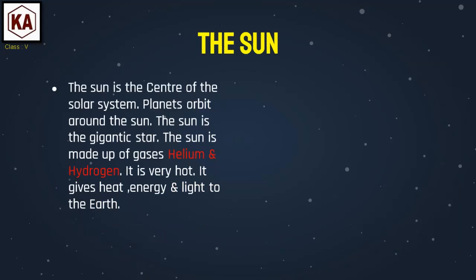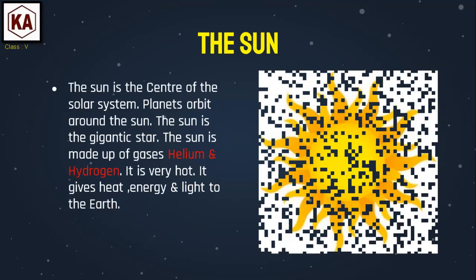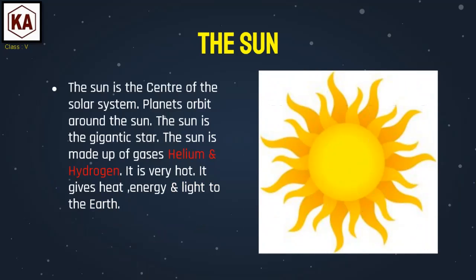Sun. Sun is the center of our solar system. Planets orbit around the sun. Actually, sun is a gigantic star. It means it's totally made up of gases. Sun is made up of helium and hydrogen. They react with each other, and we call this reaction fission reaction. Okay? They react with themselves and give off heat, energy, and light. Okay?